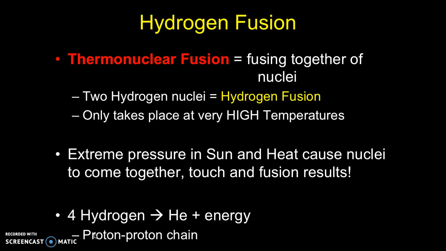Thermonuclear fusion is the fusing together of nuclei. So two hydrogen nuclei would be hydrogen fusion. And it takes place at very high temperatures. Part of the reason we can get such high temperatures is because of the high pressure in the center of the sun. So it's a combination of high pressure, which causes high heat. And so we get four hydrogen protons interacting, and I'll show you how this works, to give us helium, a heavier element, and energy. We call this the proton-proton chain.